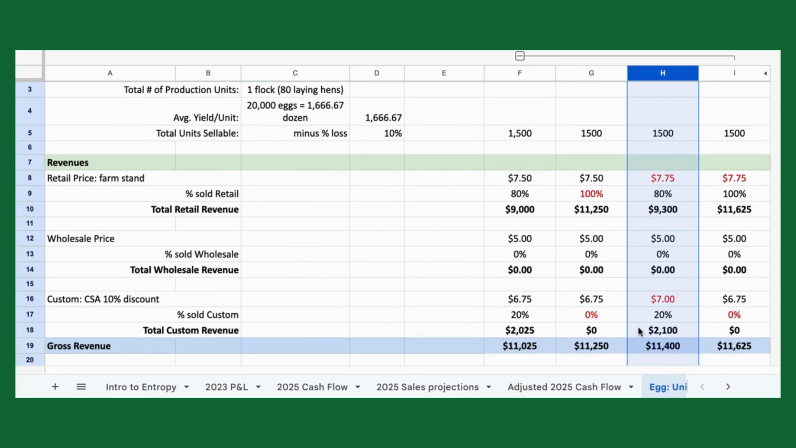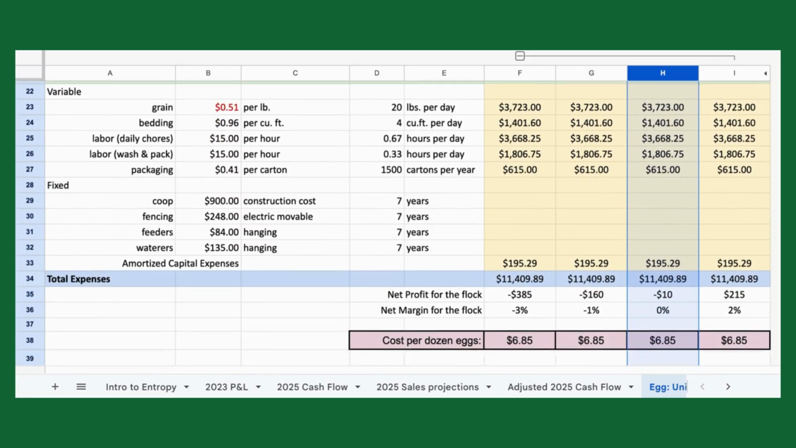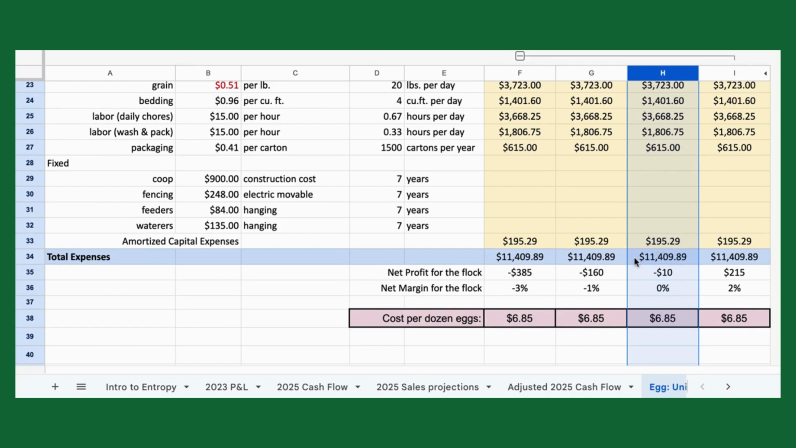A second option in column H is just raising prices across the board. They're still going to sell 20% of their eggs to the CSA at a 10% discount and 80% of their eggs at a full retail price, but they're going to raise prices 25 cents per dozen. That's about a 3% increase, and they thought maybe raising it any more would become uncompetitive and they fear they might lose customers. So just a 25-cent increase. And so let's see what that does down to the bottom. And that makes it just break even, a 0% margin. Basically, they're spending $11,400 to lose $10. And they might be okay with it, they might not.